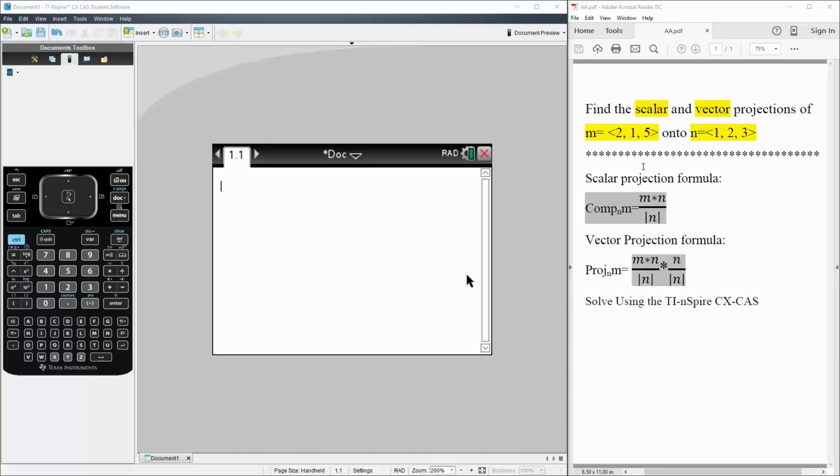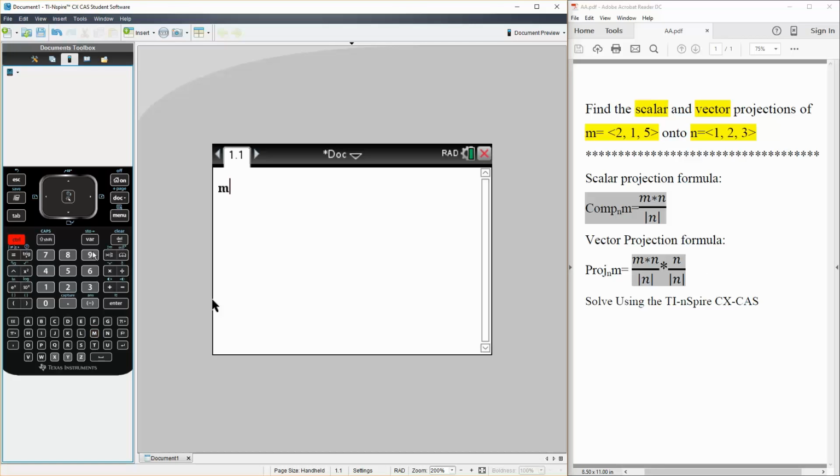Okay, in this question, we want to find the scalar and vector projection of vector m, which is 2, comma 1, comma 5, onto n, which is 1, comma 2, comma 3. This is the scalar projection formula of m onto n. So we have the dot product of m and n divided by the magnitude of n. And for the vector projection formula, it's going to be the scalar projection times vector n divided by the magnitude of n.